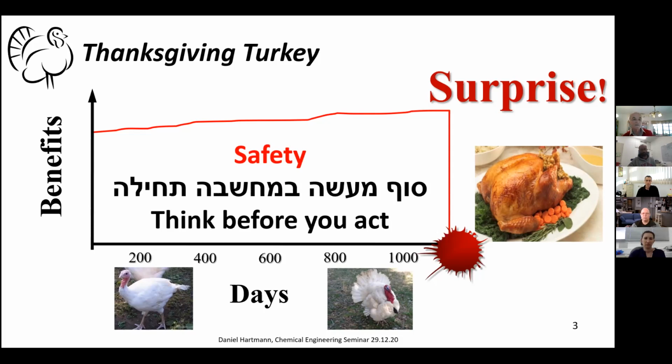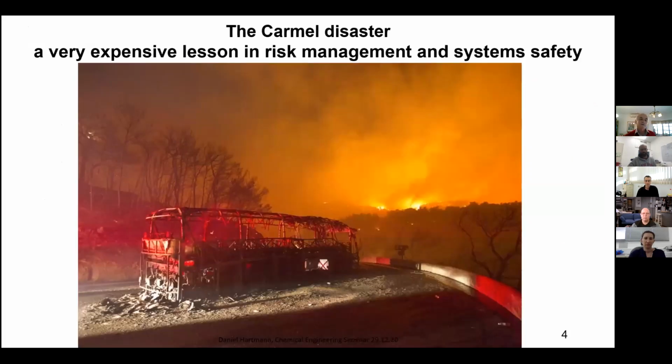And safety has different aspects. One of them is, of course, human lives. We all remember the Carmel disaster. 44 people died in a very complex accident or disaster because of so many people. And we paid with blood for unsafe behavior, let's call it this way.